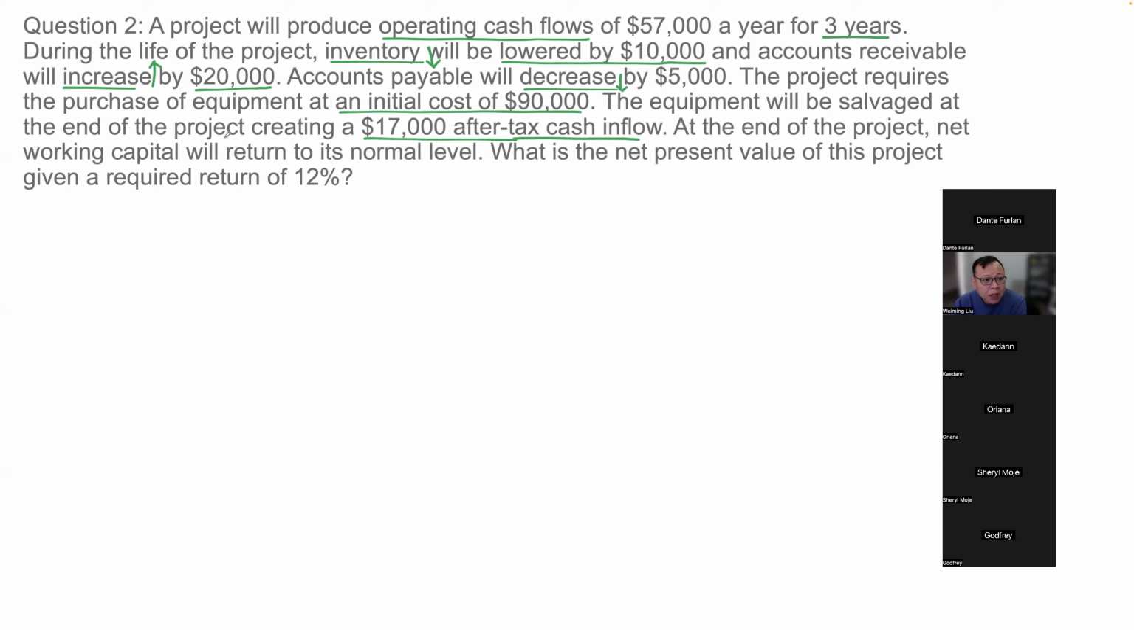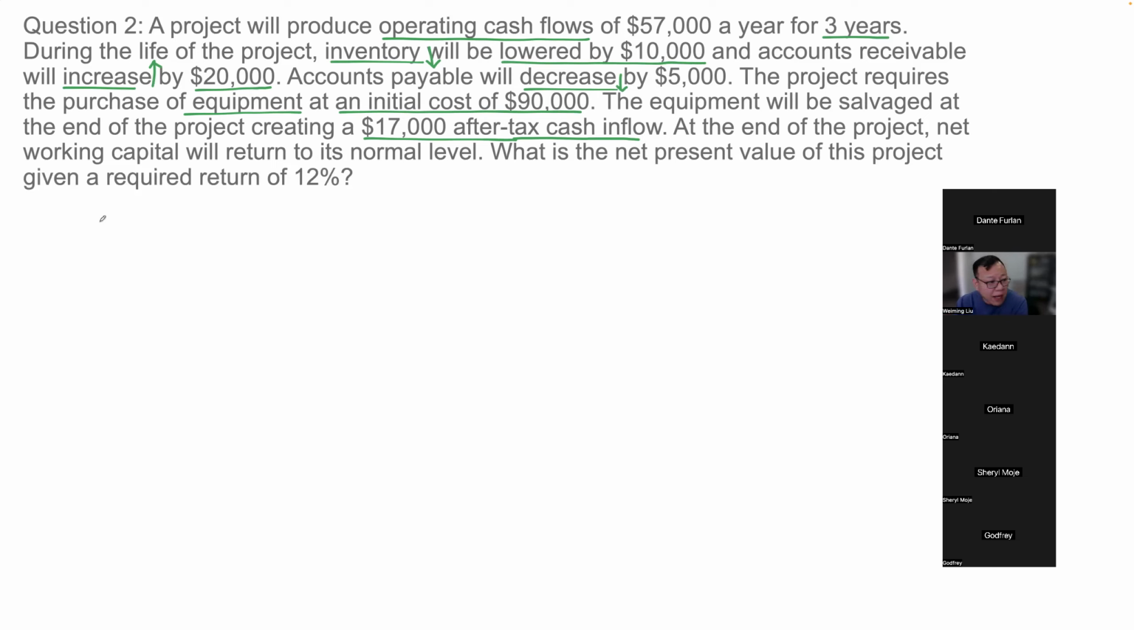So you purchase the equipment, for $90,000. That's the cash you had to pay upfront. But you also need to deal with your working capital. You want to know that with the project, do I need more working capital or less working capital? Because if you need more working capital, you have to invest it right away, just like you purchase the equipment.